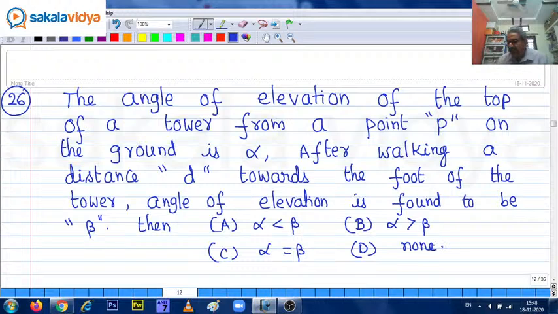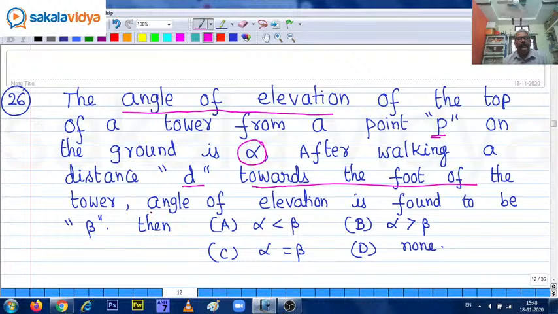This is a very, very important question, Giri Babu, a very standard question. The angle of elevation of the top of a tower from a point P on the ground is alpha. After walking a distance d toward the foot of the tower, the angle of elevation changes to beta. What is the relation between alpha and beta? Whether alpha is less than, greater than, or equal to beta, or none. Let us draw the figure now.